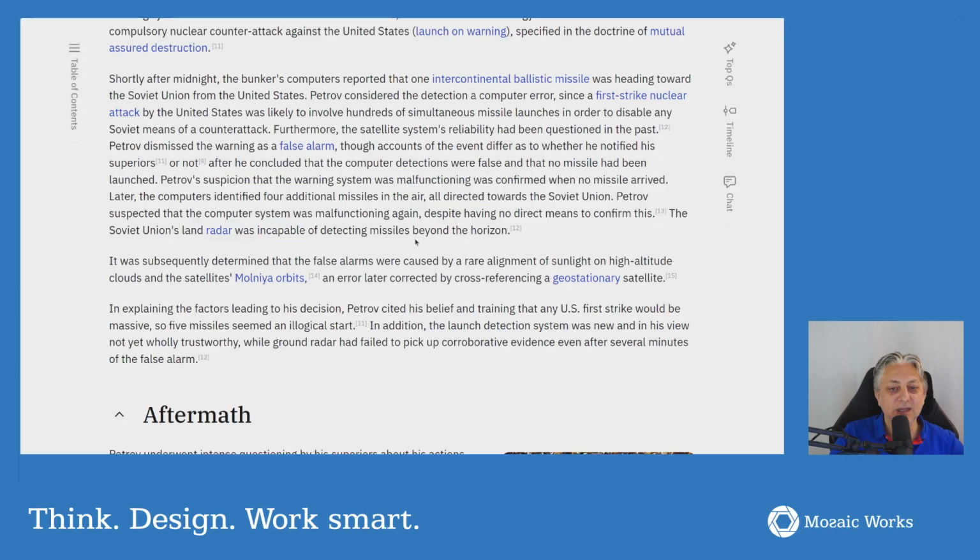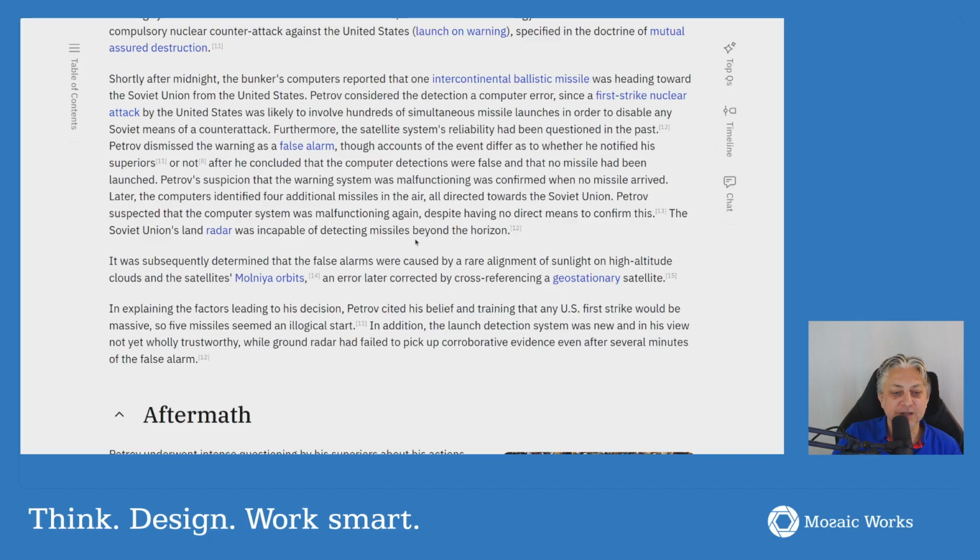Petrov considered the detection a computer error, since a first strike nuclear attack by the US was likely to involve hundreds of simultaneous missile launches in order to disable any Soviet means of counterattack. Furthermore, the satellite system's reliability had been questioned in the past. Petrov dismissed the warning as a false alarm. The accounts of the event differ as to whether he notified his superiors or not, after he concluded that the computer detections were false and that no missile had been launched.